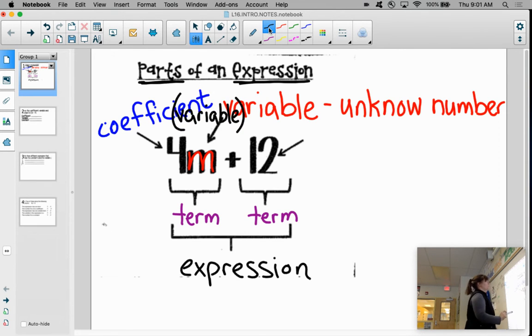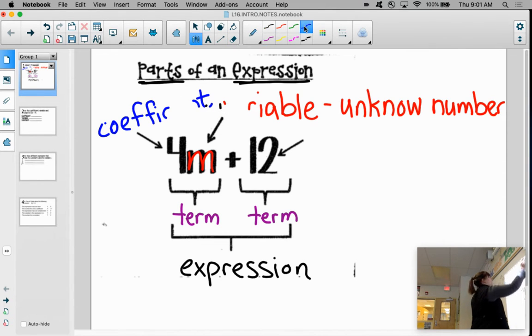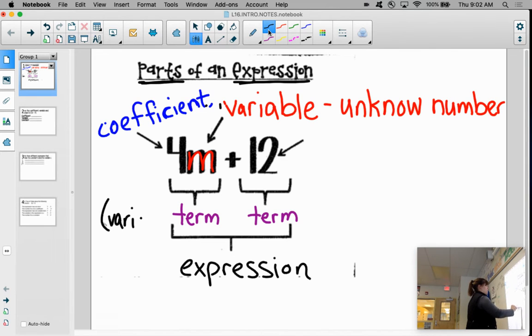Whoops, that was very odd. Hold on right here. Unfortunately, I'm going to have to rewrite some of this. I love it when my board does things on its own. Variable, there we go, and let's rewrite that. Variable term.